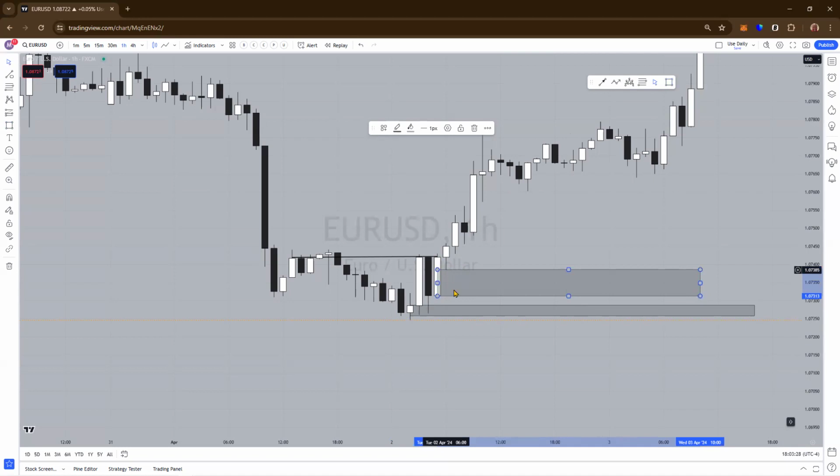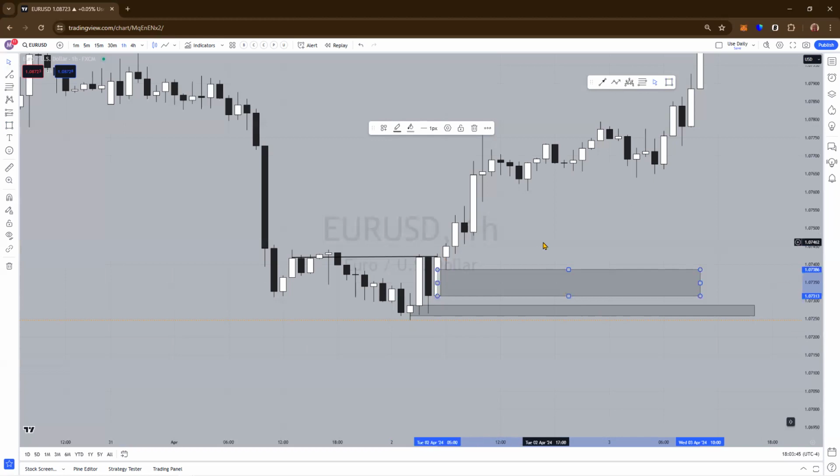Once it hits the fair value gap, so this is your fair value gap right here. Okay, this is your order block. Okay, this is also considered demand. Okay, demand. So when it pulled back and hit the fair value gap, that's where you want to place your trade.